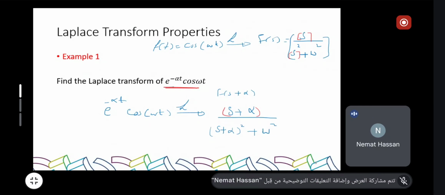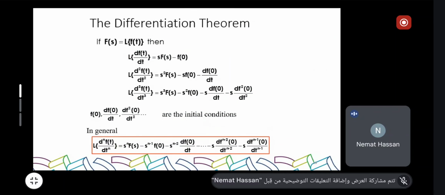So now let's move on to another theorem, which we call the differentiation theorem. So we've already established that there are some properties and they are built on your knowledge of a basic pair, f of t, that has a transform of f of s. So if you have a function f of t and you apply the Laplace transform to it, you'll end up with f of s. What if I want to find the transform of the derivative of f of t? What would that be? The transform of the derivative of the function.